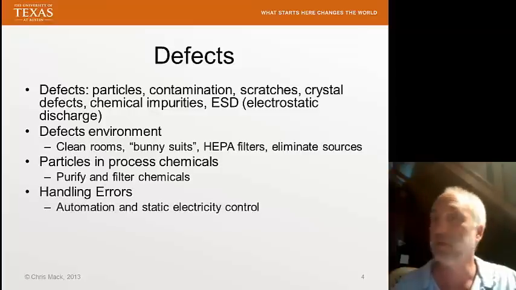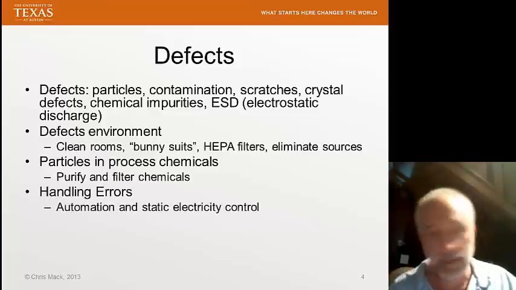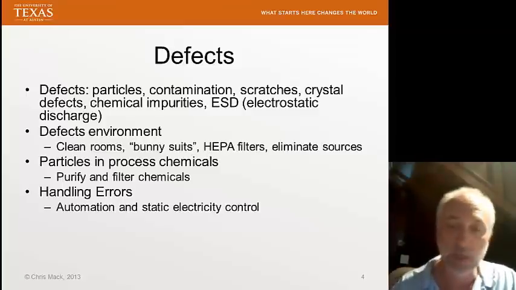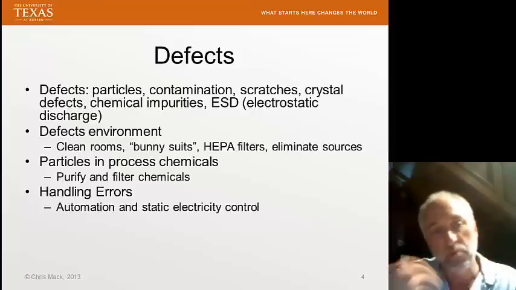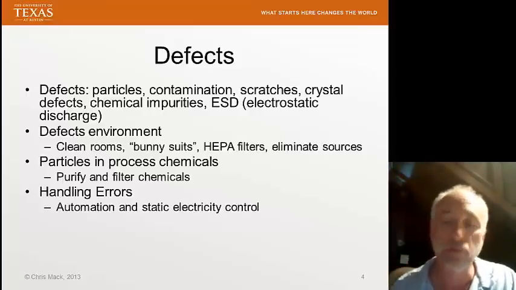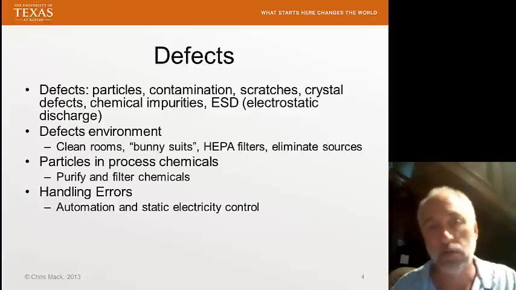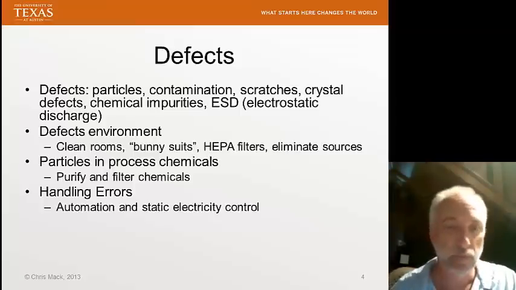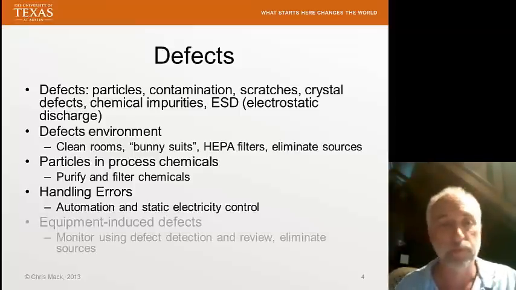Handling errors. These wafers get moved around from point A to point B, in and out of carriers. In the old days, people would grab wafers with tweezers and move them from place to place. Today, it's almost all automated systems. And so the automation helps to reduce these handling errors. That doesn't mean there is none, though, because even with automation, these robots can generate defects and generate static electricity, so that needs to be controlled.